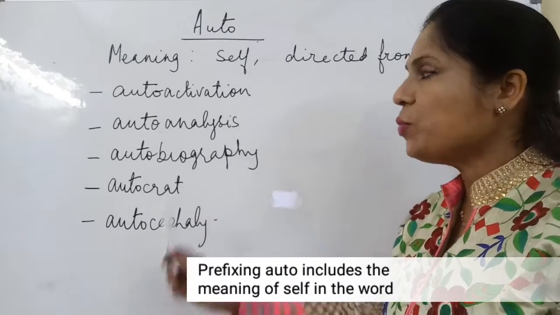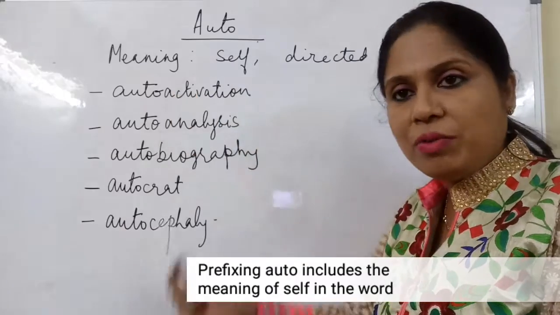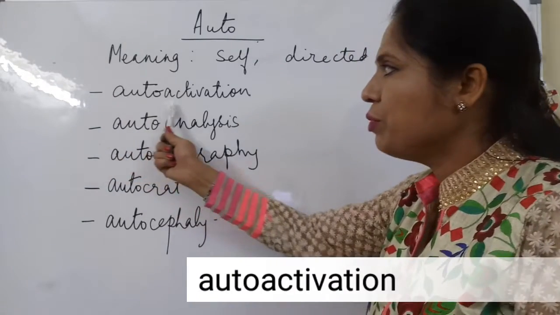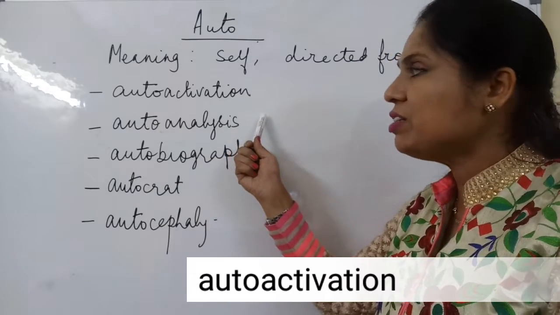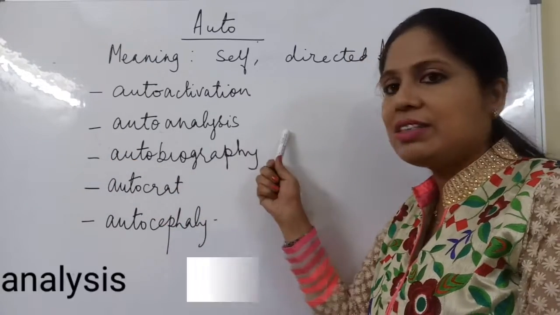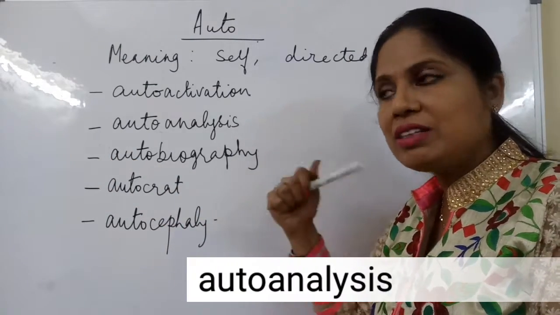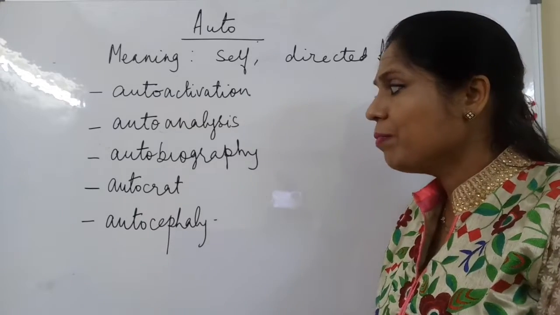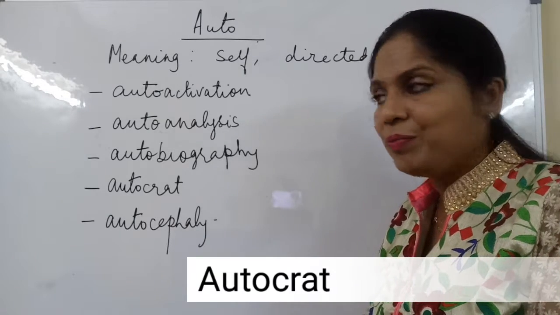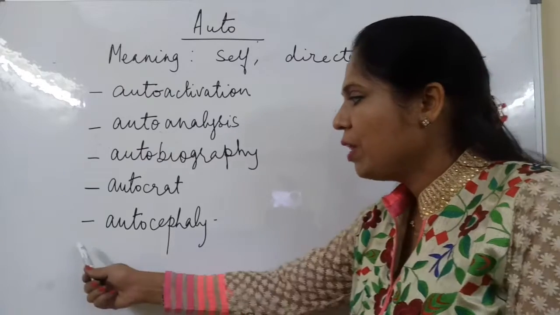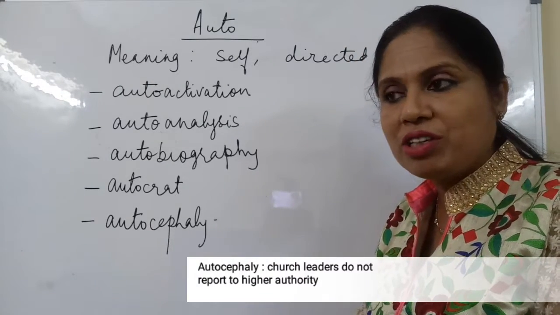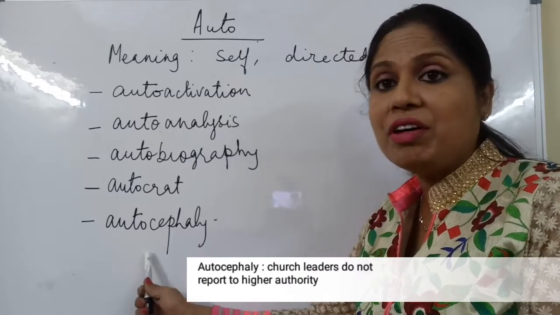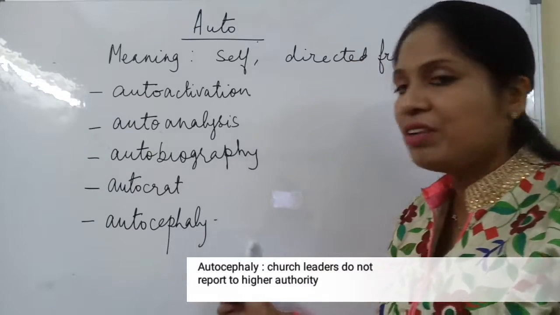As we continue, I would like to emphasize that wherever or to whichever word I prefix auto, it includes the meaning of self. So if I look at this word, autoactivation, it means activated on its own or by itself. Autoanalysis, self-analysis, so analysis by oneself. Autobiography is one's own biography or life history. Autocrat is again a dictator or a despotic ruler, a tyrant. Autocephaly is a body of the church that doesn't report to anybody but is an independent body. So a self-governed body of the church is an autocephaly.